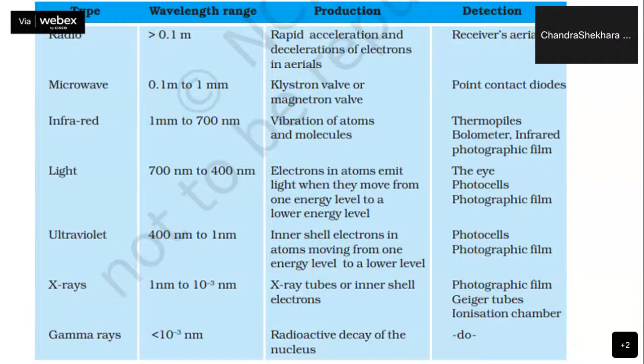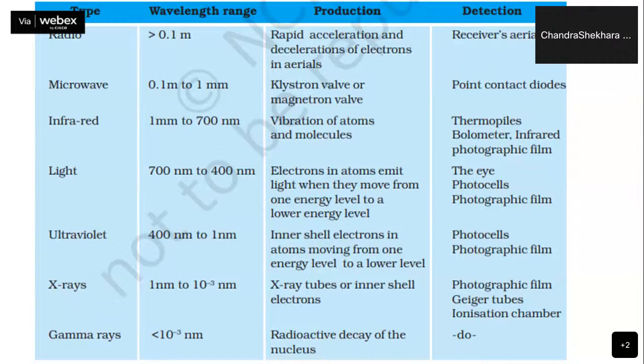In terms of penetrating power also, if you look at it, radio waves, microwaves, infrared rays, even light, the first four will not harm much. And ultraviolet, X-ray, gamma rays are highly penetrating rays. They ionize the matter, therefore they are harmful.